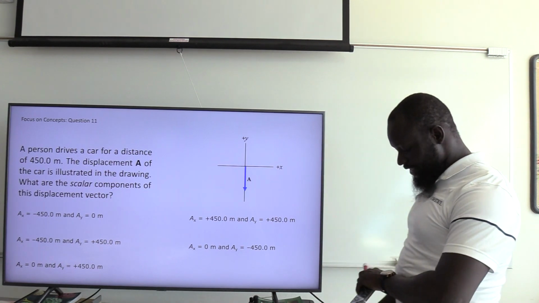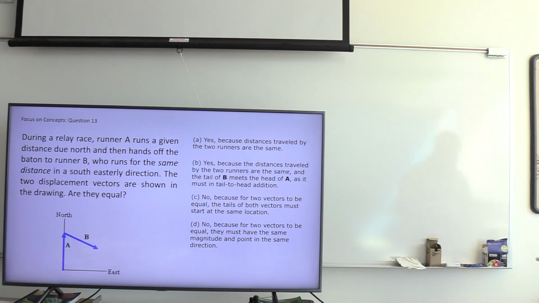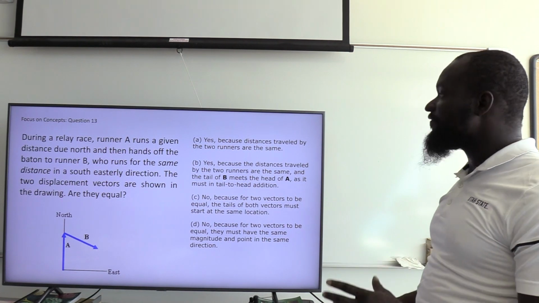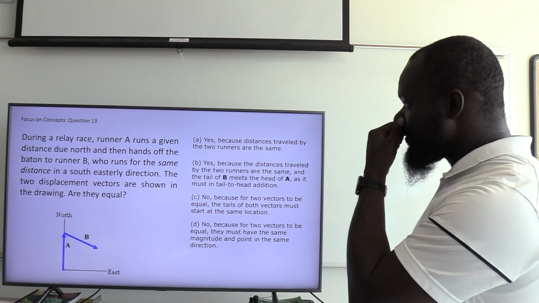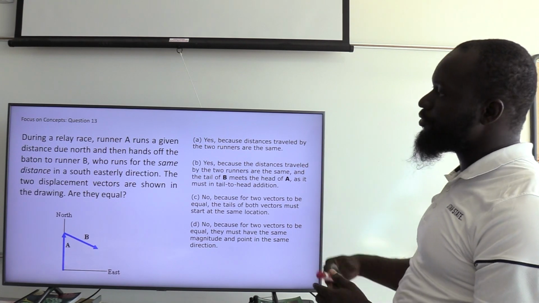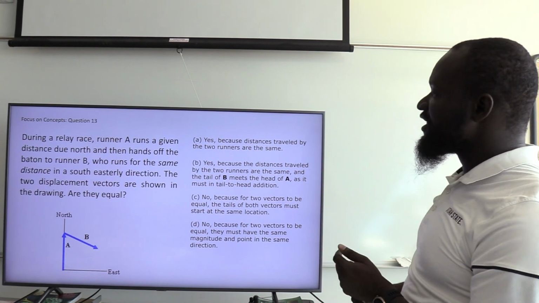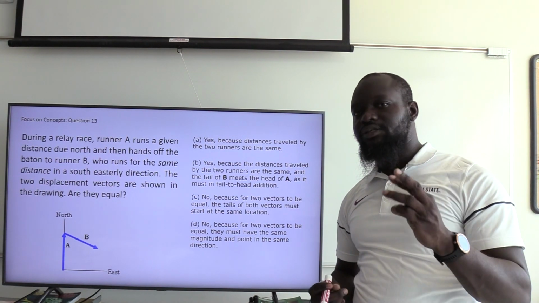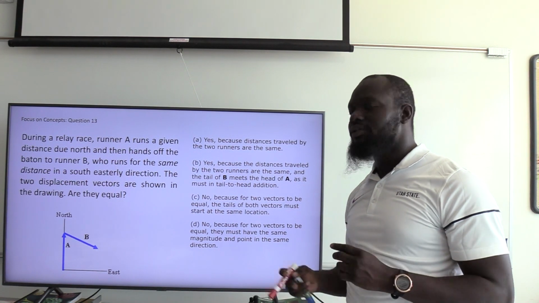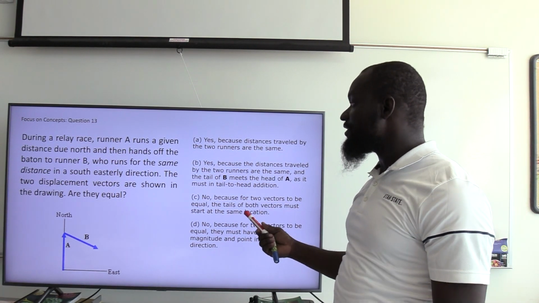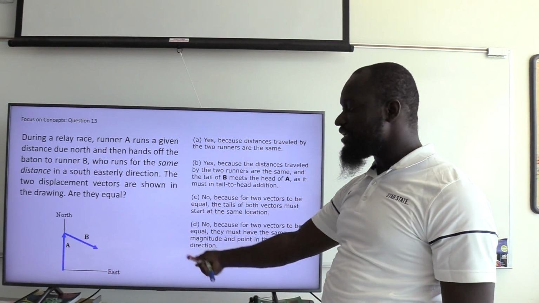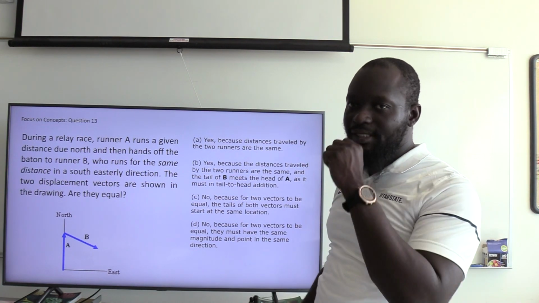Okay, let's go to the next problem. It says, during a relay race, a runner A runs a given distance due north and then hands off the baton to runner B, who runs for the same distance in a southeasterly direction, just like the problem we've seen before. The two displacement vectors are shown in the drawing. Are they equal? Two vectors are said to be equal when they have not just the same magnitude, but also the same direction. He runs for the same distance, but in a southeasterly direction. It's not the same direction as due north, so it's not the same vector.